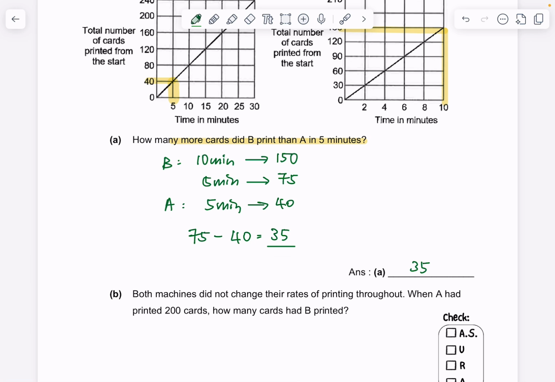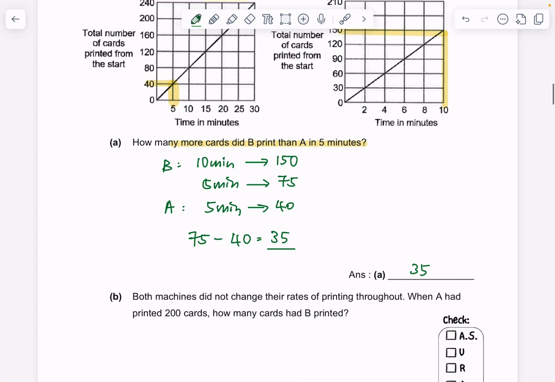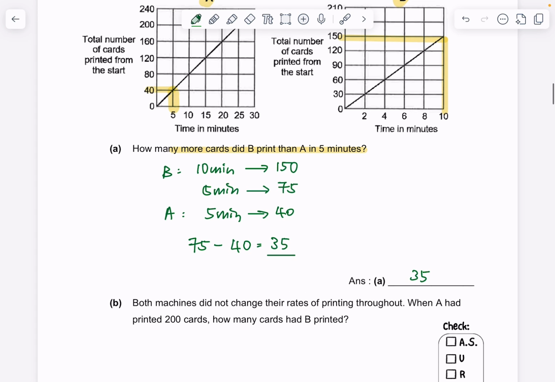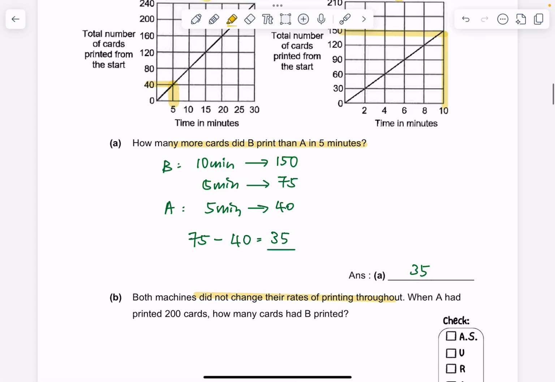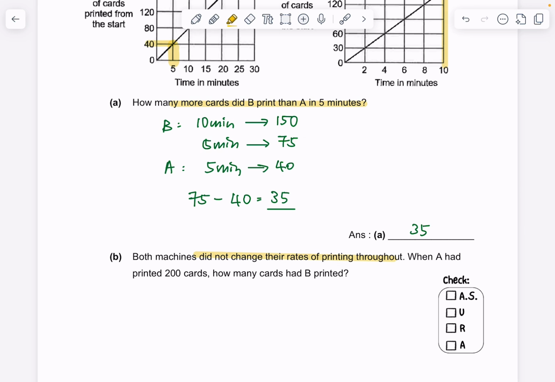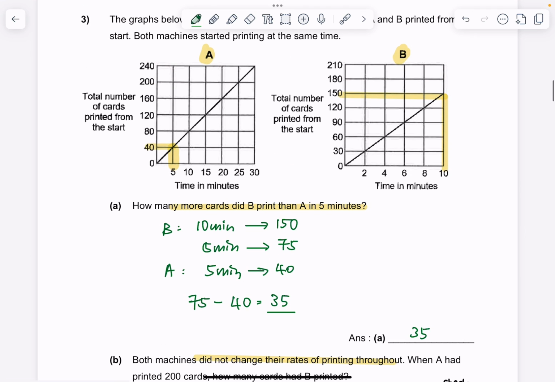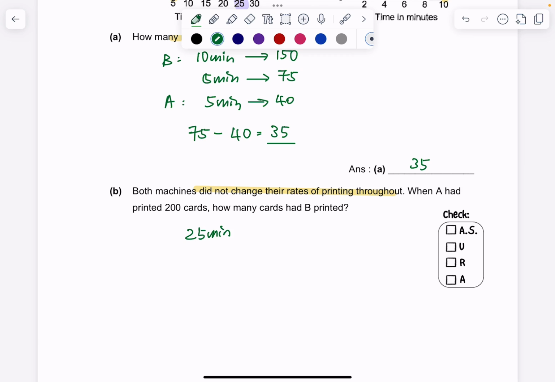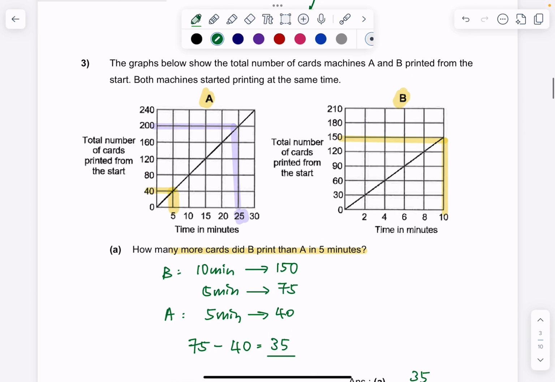When A had printed 200 cards, how many cards had B printed? Since they didn't change their printing speed, they are trying to get you to extrapolate for 200 cards. So we also noticed that for A, can we see 200 from the graph? Yes, we can. So for part B, we see that at 200 cards, it is actually 25 minutes. So we'll take note that in 25 minutes, A would have printed 200 cards. So we're interested to know for 25 minutes, how many cards would B have printed?